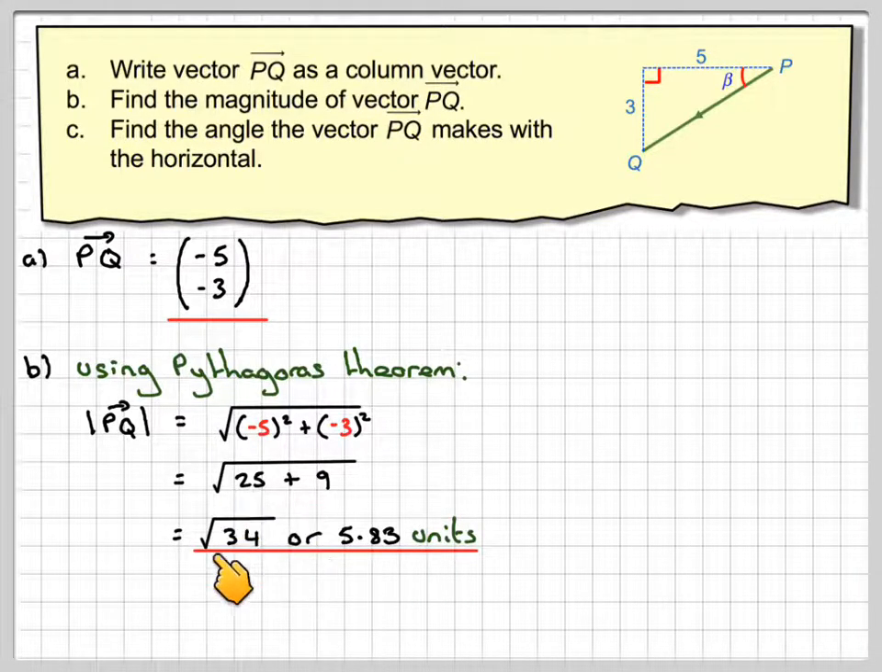Now sometimes it's preferable to leave it like this. This is called an exact answer. This is called a decimal approximation to that number.